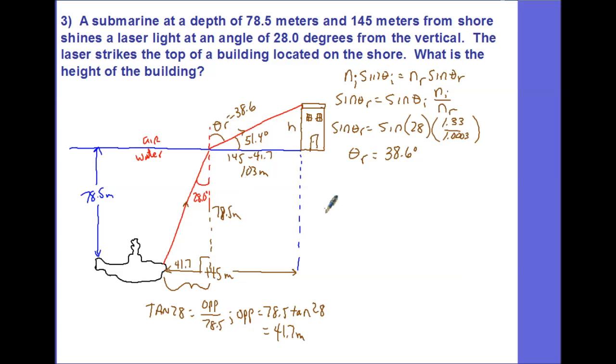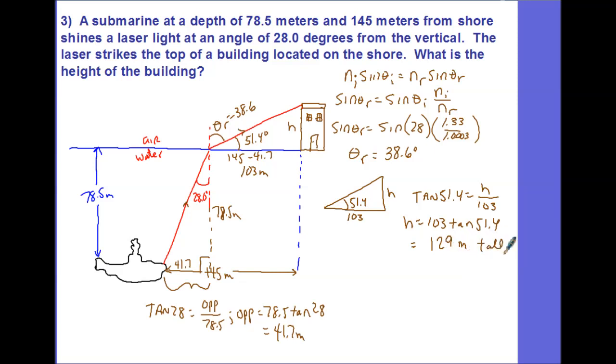Now I just have a simple right angle trigonometry problem here. This is 103. This angle was 51.4. I'm looking for height. So the tangent of 51.4 is equal to the height over 103. So the height is 103 times the tangent of 51.4, and for that we get a height of about 129 meters tall. So there we go.